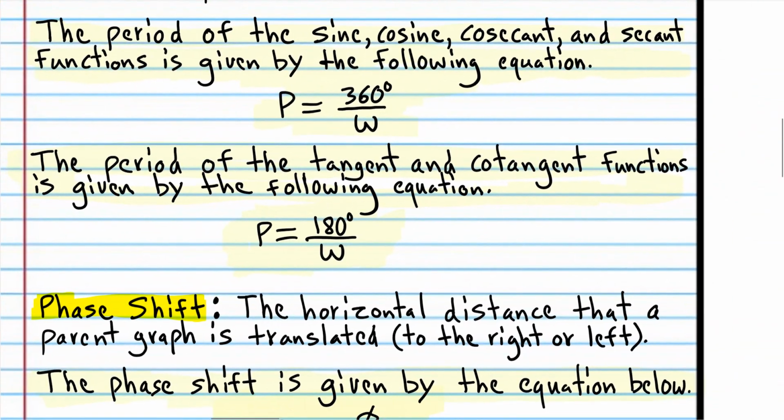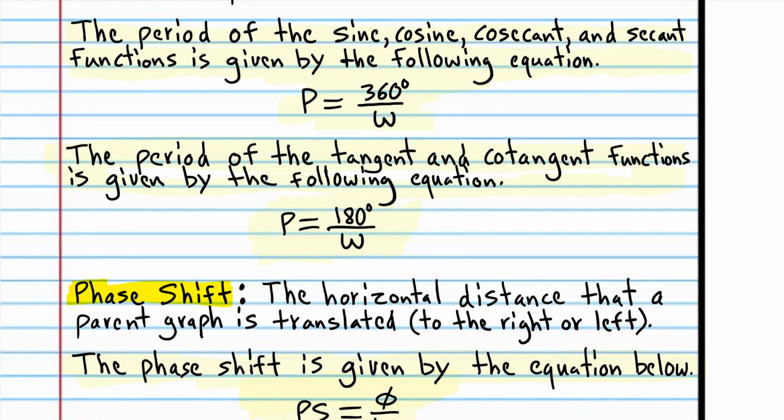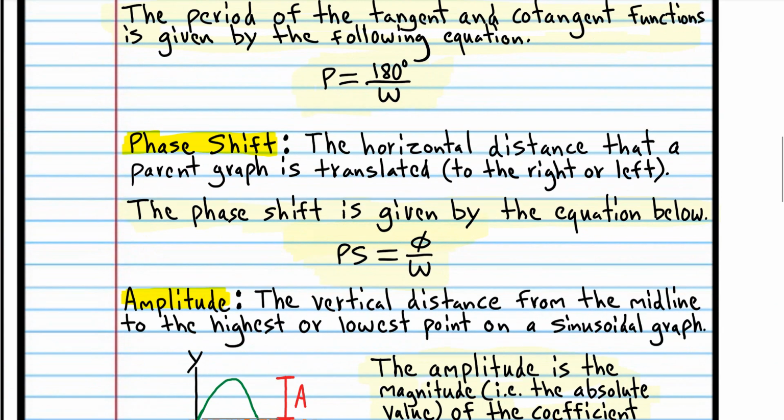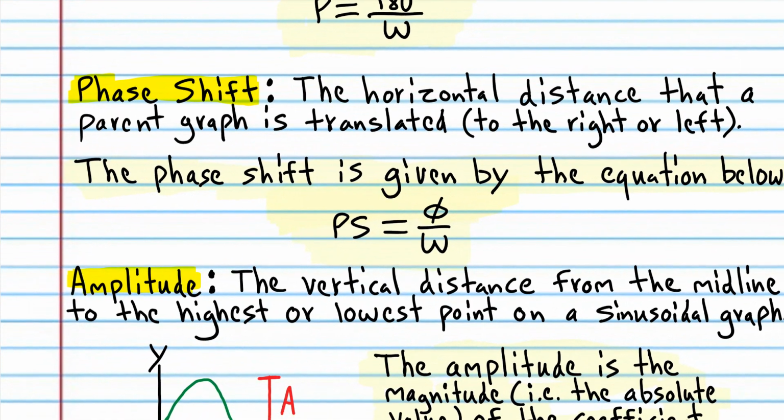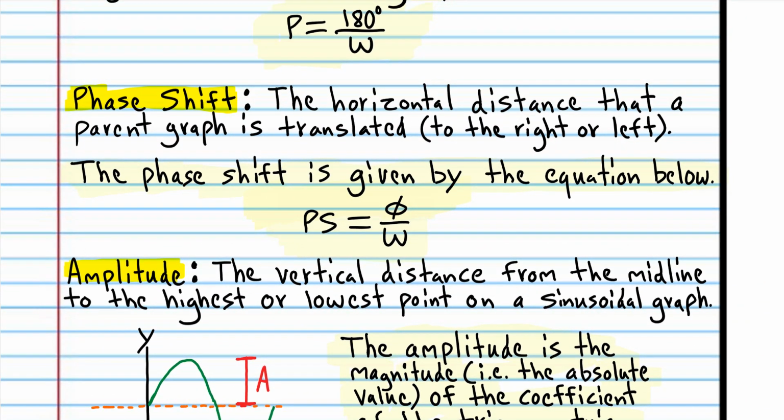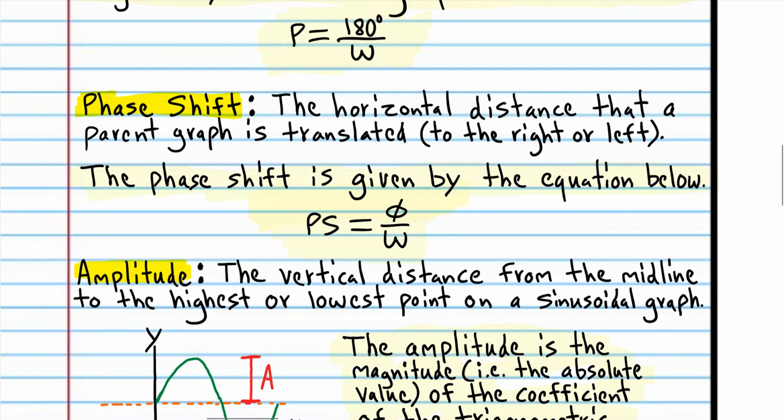For the tangent and cotangent periods, you take 180 degrees and divide by omega, because 180 degrees is the normal period for the parent basic tangent and cotangent graphs. So we're going to learn more about this as we go through this class. But now we're just introducing terms. There's a lot of special terms in trigonometry that you need to know. You already know these concepts from intermediate algebra, but in trigonometry we have special terms.